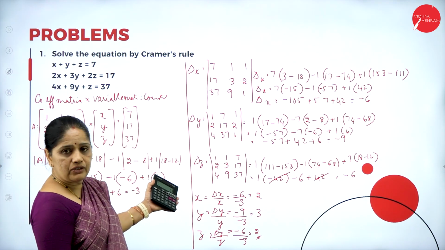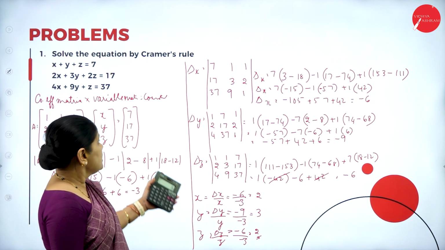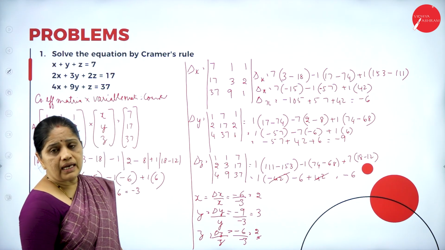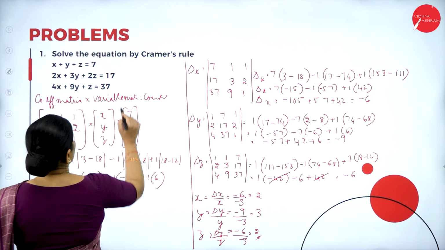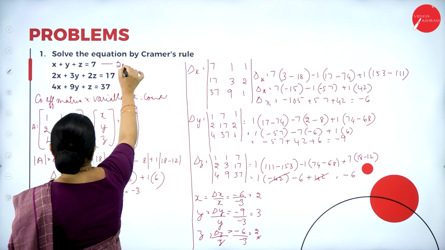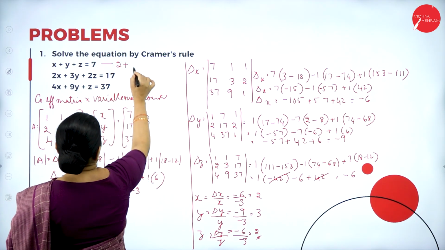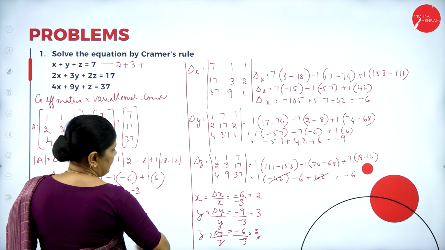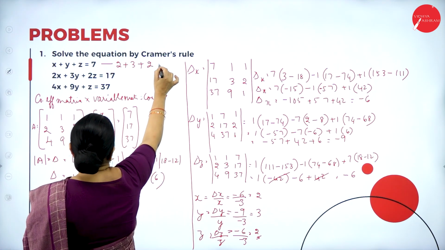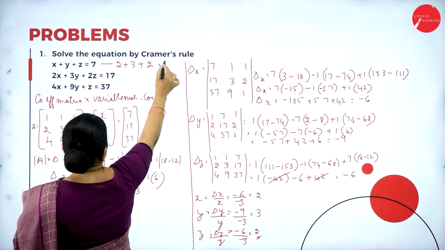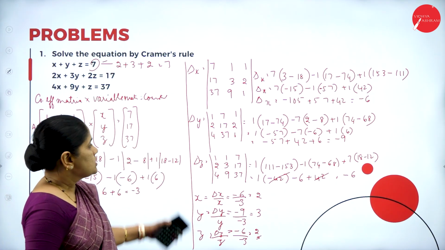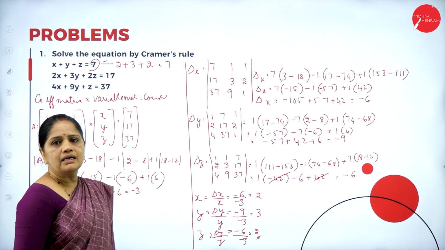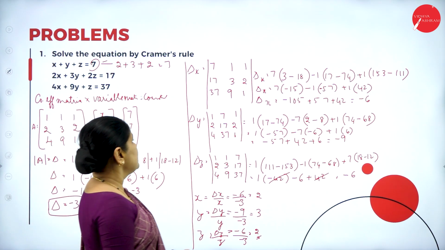So we got the values of x, y and z. So we can just see if it is correct or not. So what is the value of x in the first equation? 2. What is the value of y? 3. What is the value of z? 2. So 3 plus 2, 5, 5 plus 2, 7, 7 equals 7. So the answer is correct. So this is how we will be solving the problems in Cramer's rule.